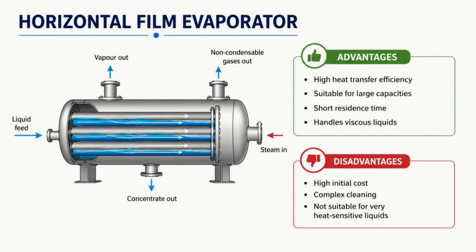However, cleaning and maintenance can be difficult. The equipment is expensive and requires a careful operation. Thus, horizontal film evaporators are used for efficient industrial evaporations.